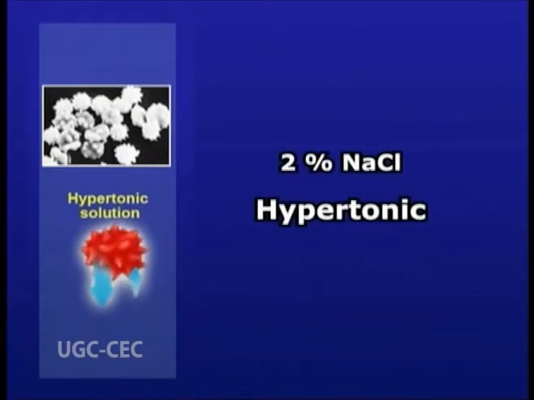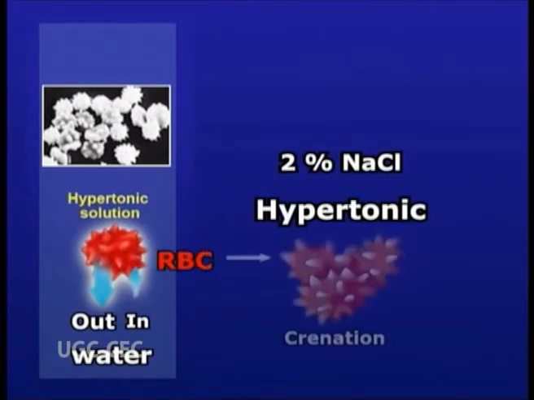A hypertonic solution has a higher concentration of solutes than does the cytosol inside red blood cells. One example of a hypertonic solution is 2% sodium chloride solution. In hypertonic solution, water molecules move out of the cells faster than they enter, causing the cells to shrink. Such shrinkage of cells is called crenation.